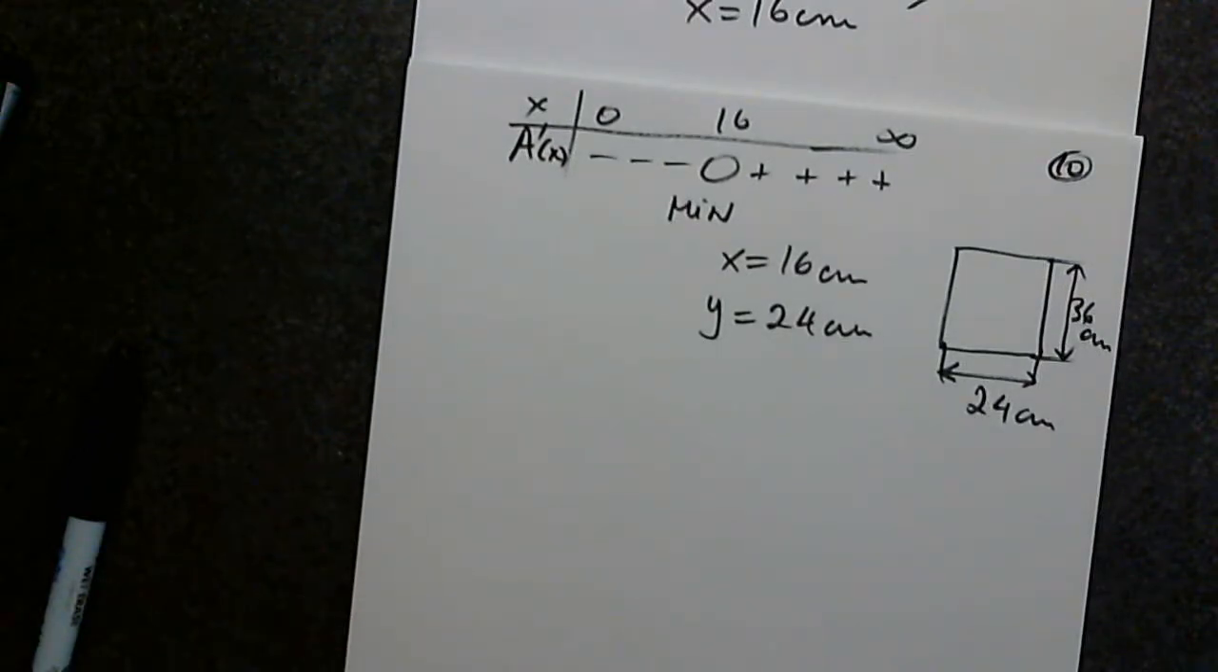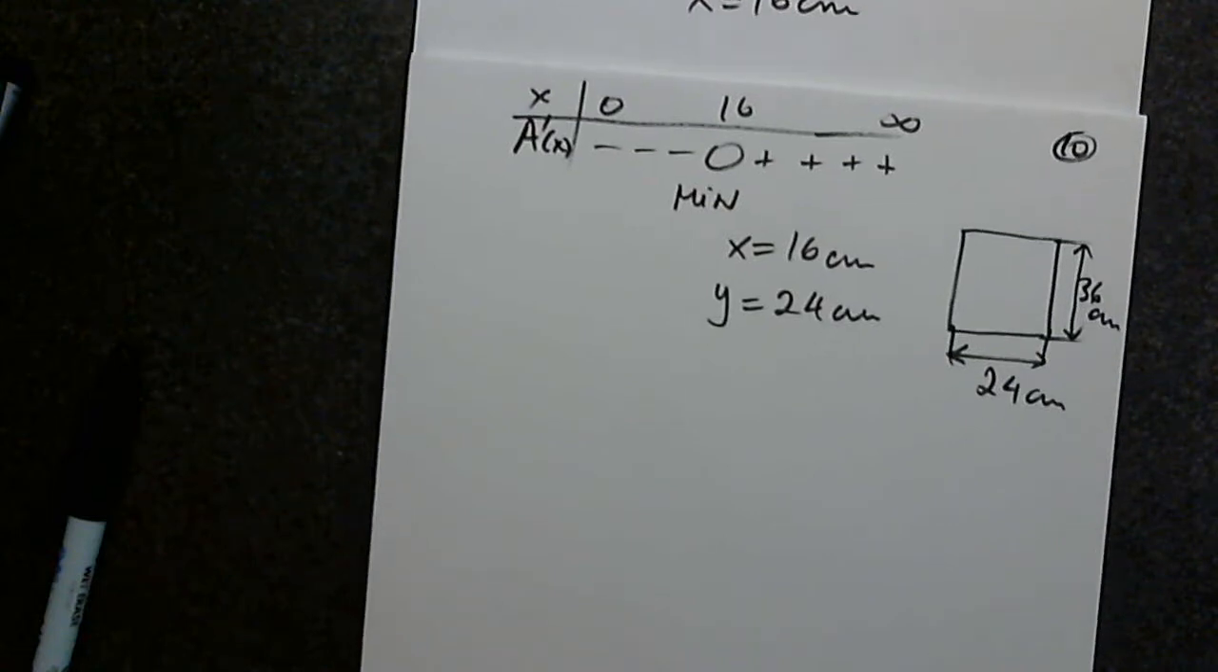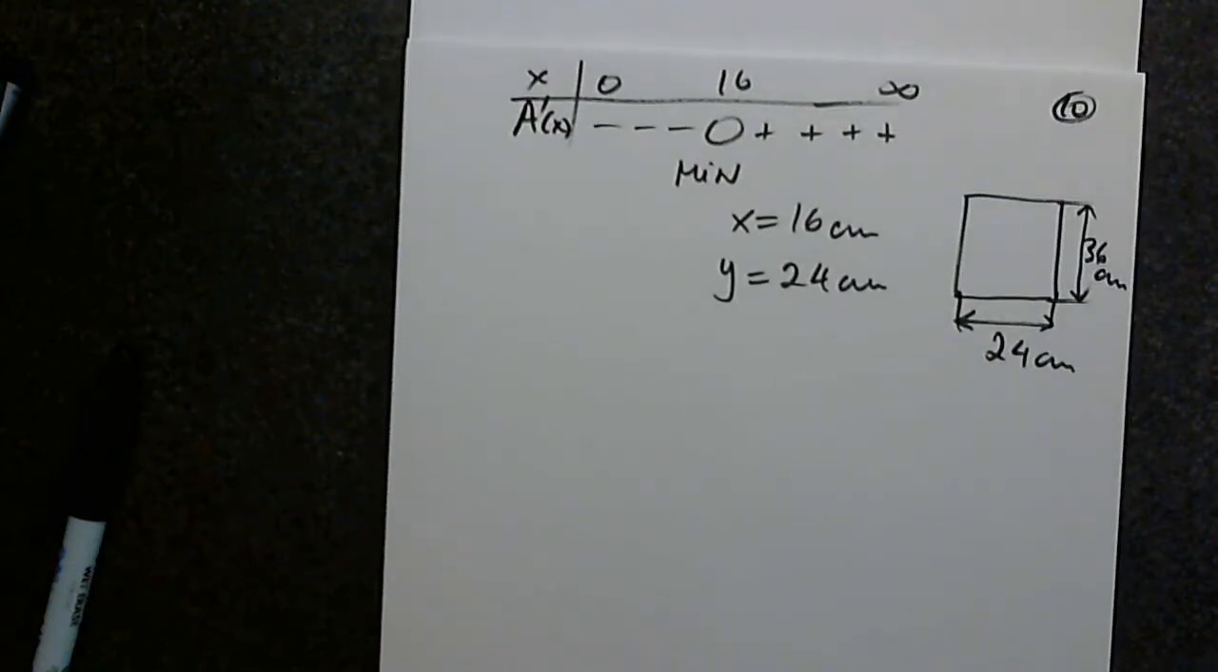So under the given conditions, the minimum possible poster that has that printed area of 384 square centimeters, and it meets the requirements of 4, 4 left and right, and 6, 6 bottom and top, has to have 24 centimeters in width and 36 centimeters in height. Any questions?